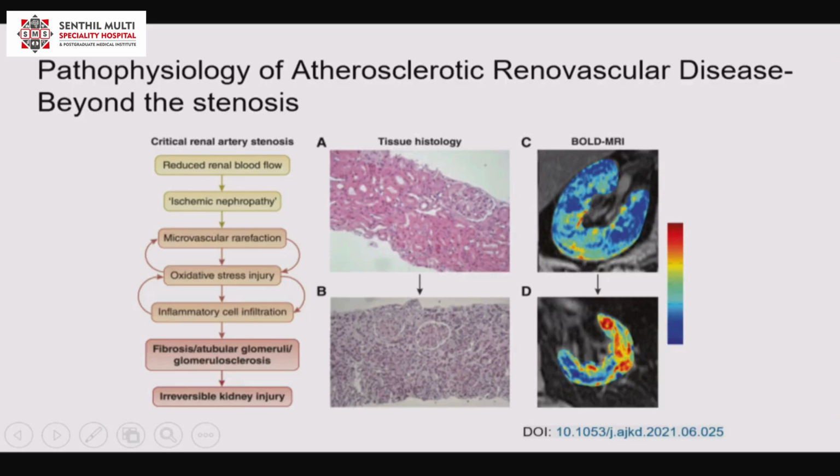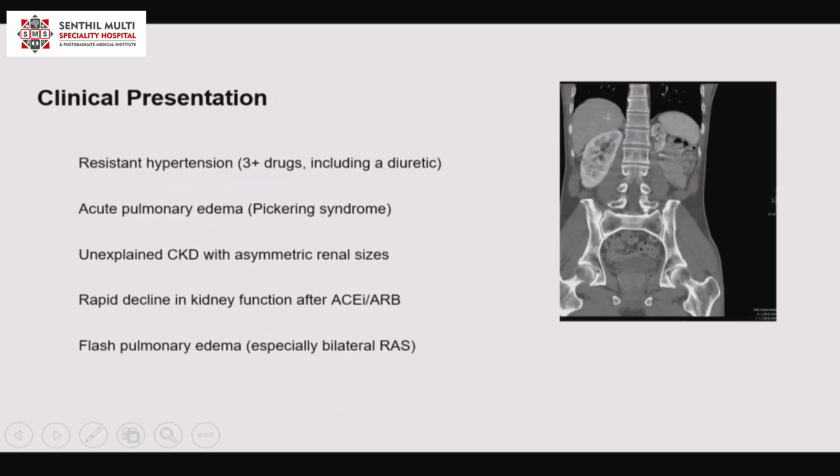This has led to the advent of newer diagnostic modalities in the form of BOLD MRI, wherein the functioning part of the kidney can be assessed, and then revascularization can be decided based on the functioning capacity. This is also aided by captopril renal scintigraphy. In our clinical presentation, usually RAS presents with resistant hypertension and shrunken kidneys with asymmetric renal sizes.